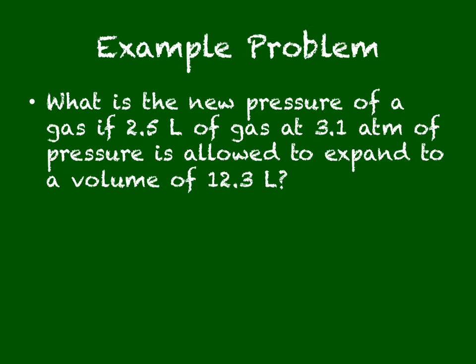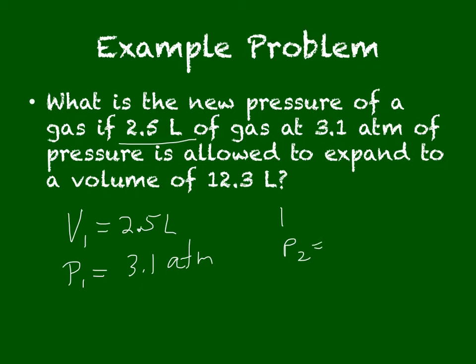So let's take a look at what quantities we've got. We've got 2.5 liters of gas. So volume 1 is equal to 2.5 liters. And the pressure was 3.1. So P1 is equal to 3.1 atmospheres. Now it says, what is the new pressure? So that would be P2. What is the new pressure? I don't know. So that's the question mark. And then the volume 2 is equal to 12.3 liters.